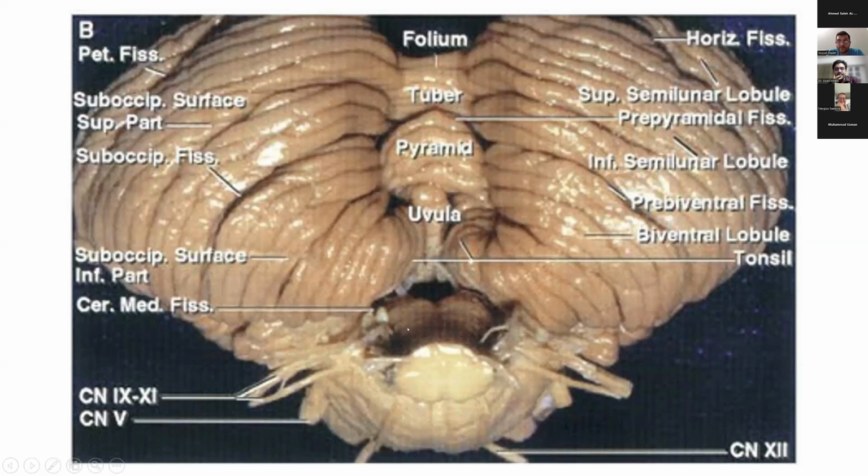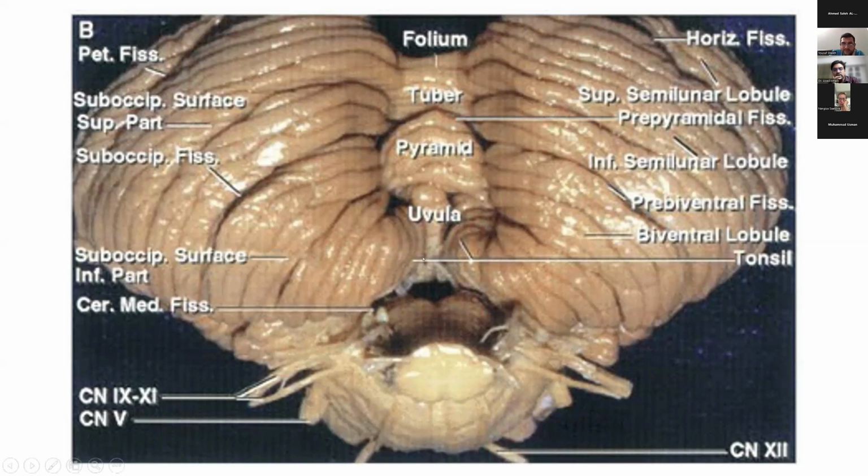Suboccipital surface. Now, the suboccipital surface is not complex, but it is relatively more complex than the other surfaces, and it is probably the most important to understand. This is because most of our approaches to the fourth ventricle or tumors are directed through the suboccipital surface. And the suboccipital surface, as I mentioned, is the one between the sigmoid sinuses and below the lateral sinuses.